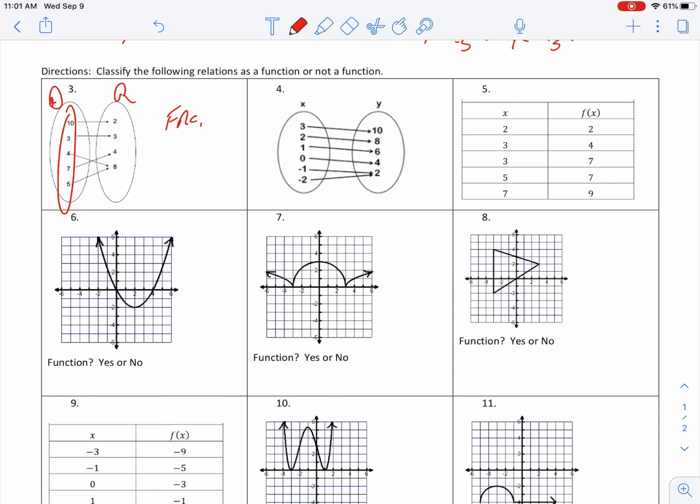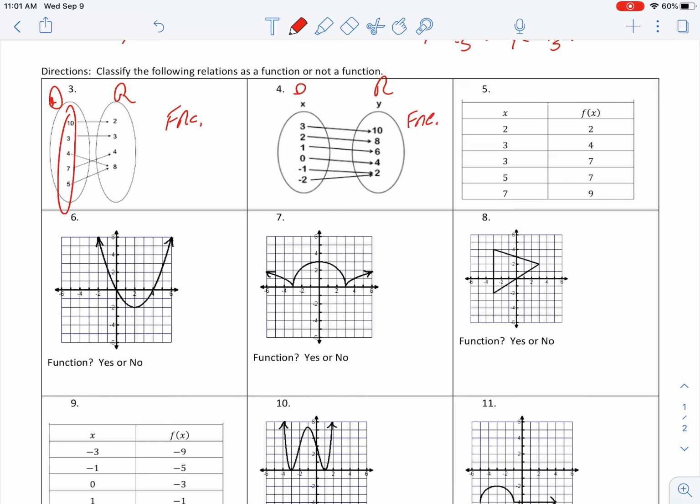On number 4: 3, 2, 1, 0, 1, 0, negative 1, negative 2. Again, out of each of these, the domain is the x's, the range is the y's. So you can call it a couple different ways: inputs, outputs. Nothing, again, has more than one line coming out of it. So this would be considered a function.